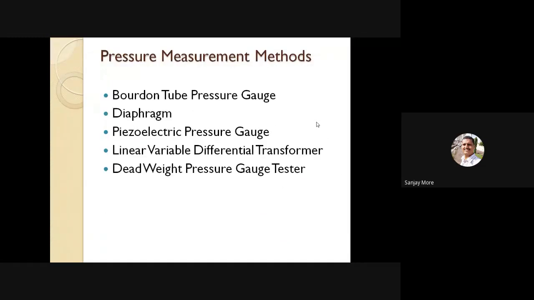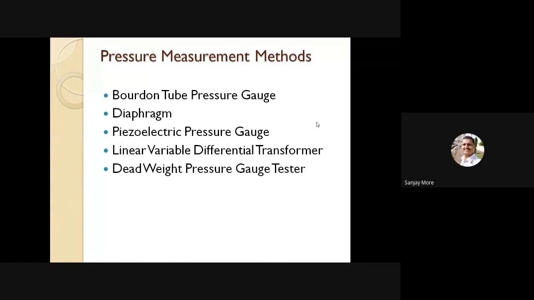Our next point is pressure measurement methods or pressure measurement devices. Give the heading pressure measurement devices or methods. First one is a Bourdon tube pressure gauge. Second one is diaphragm gauges.